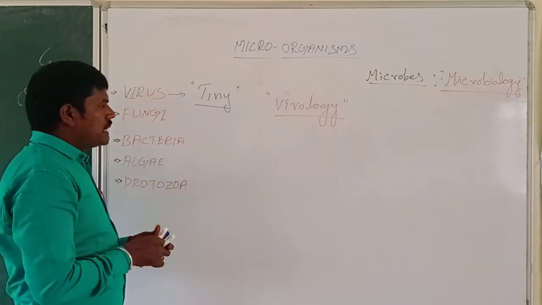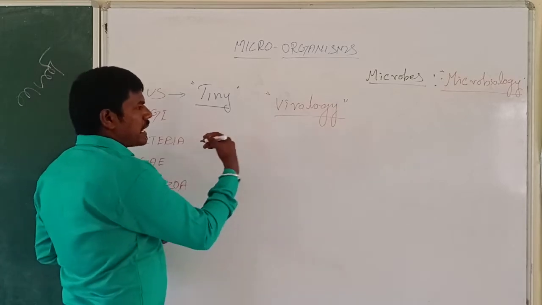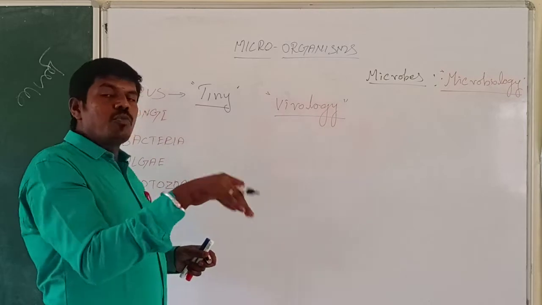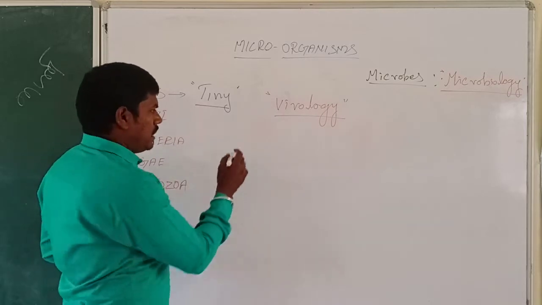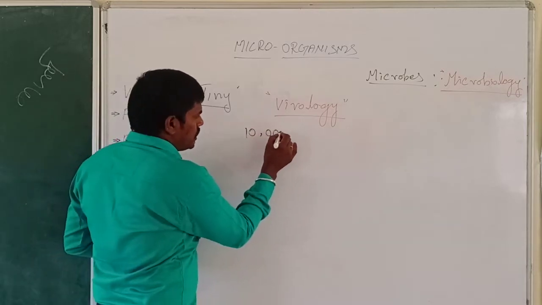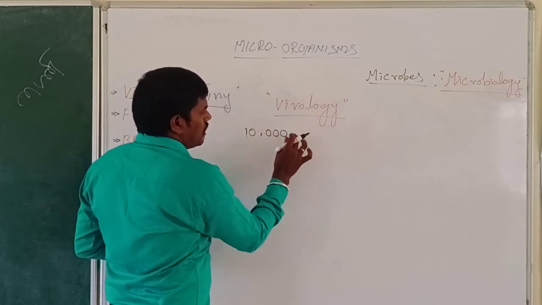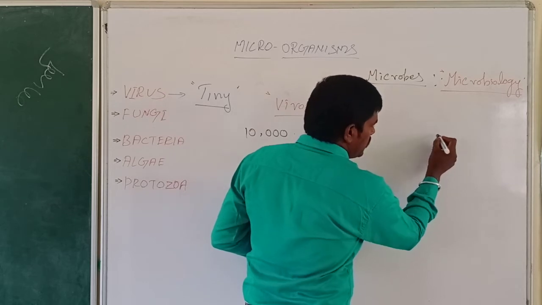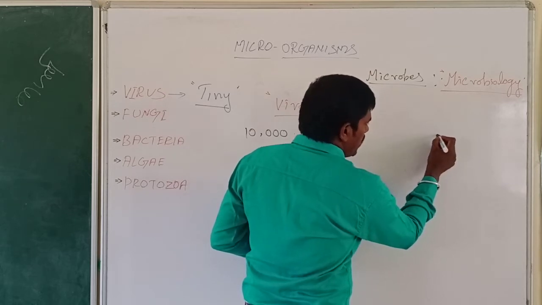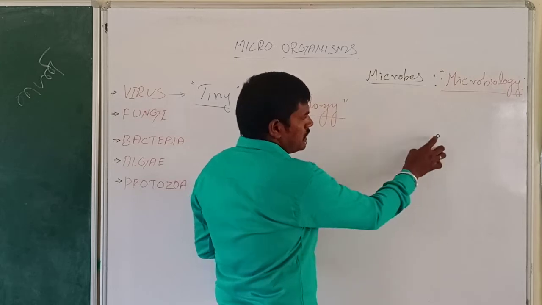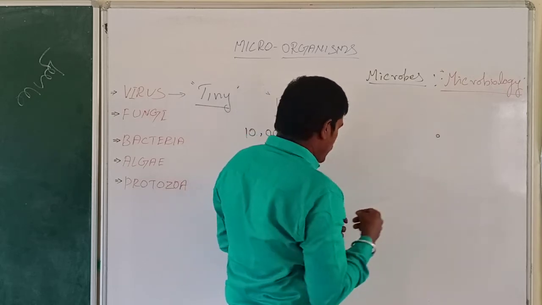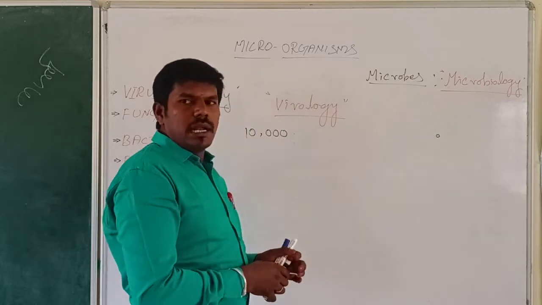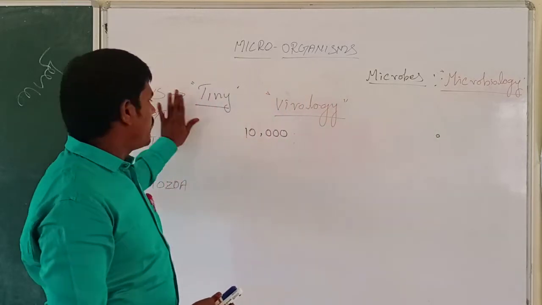This virus is present in a very small size. Compared to bacteria, it is 10,000 times smaller. Just imagine. Maybe bacteria are present like this. See, here is the bacteria. If you divide this bacteria 10,000 times, thereafter you get some very small particles. Like that, particles are present in this virus.